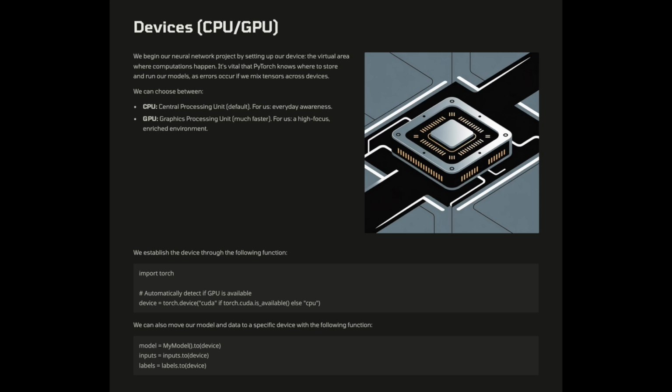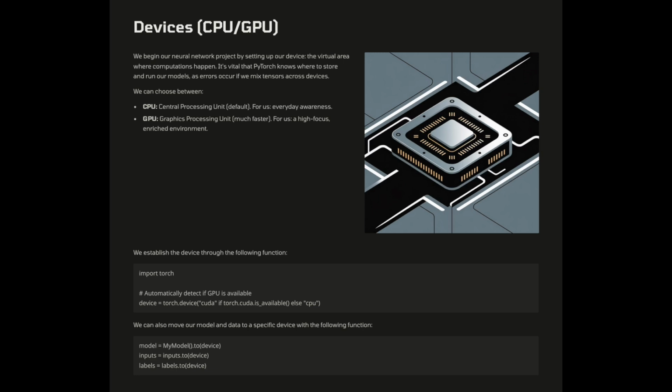We begin our neural network project by setting up our device, the virtual area where computations happen. It's vital that PyTorch knows where to store and run our models, as errors occur if we mix tensors across devices. The device is your mental workspace, so our next challenge is choosing our cognitive environment. Moving your model, mind, and inputs, experiences, to the right environment enables optimal learning.